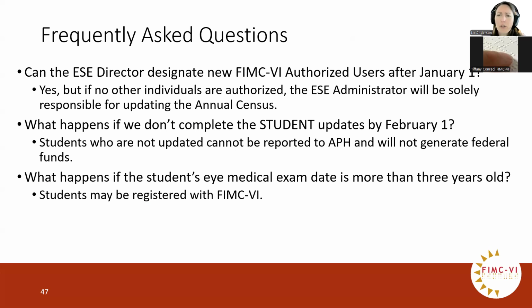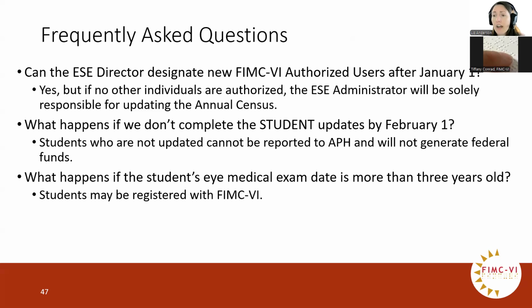What happens if we don't complete the student updates by February 1st? If a student is not updated, then we cannot report them to APH. That's primarily because we need to confirm that the student was enrolled in your district as of the first Monday of January, and that all of that other information is accurate. If we don't have all of that information, we don't know if it's correct, and we can't report that to APH, and the student can't be counted, and they're not going to generate federal funds.